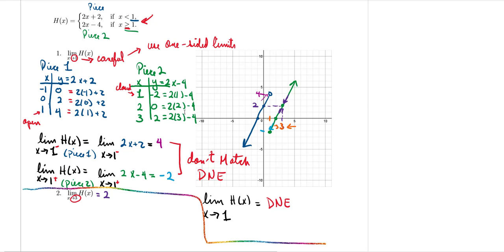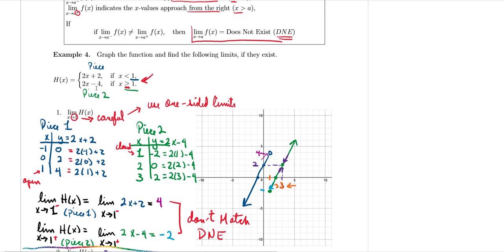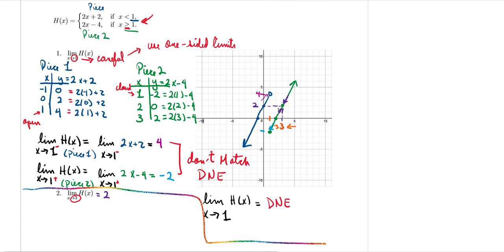Okay? So these are the concept of one-sided limits. We don't have to approach the x value from both sides all the time. We can actually just split it up and approach from one particular direction at a time, from the left and the right. Okay? Alrighty, so this is it for one-sided limits.